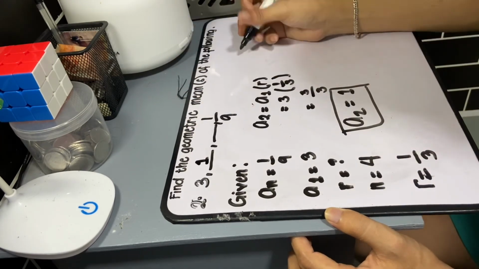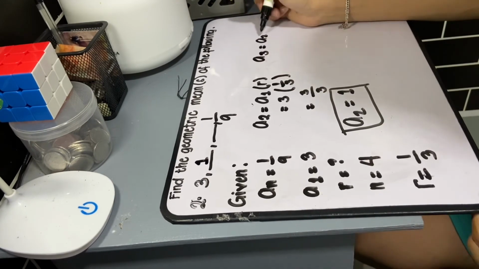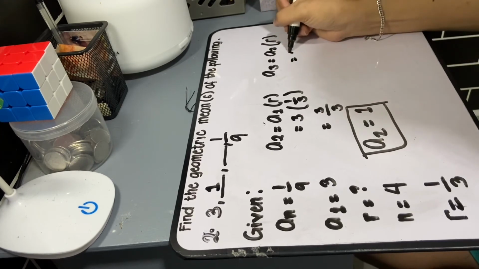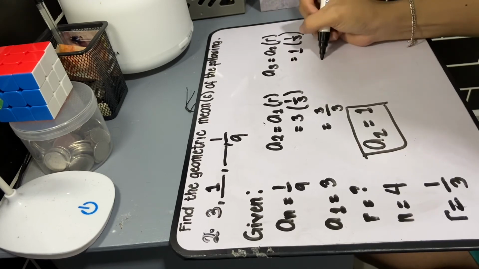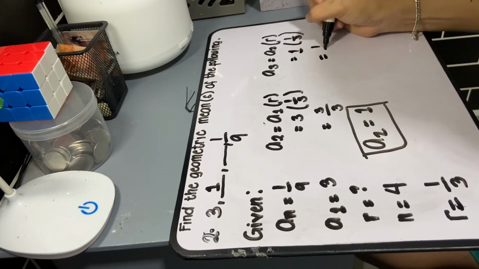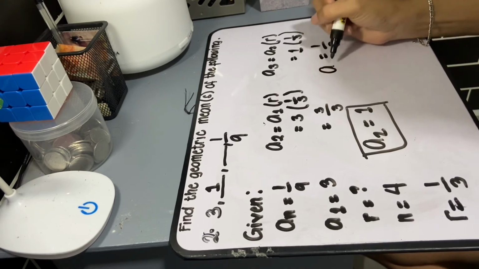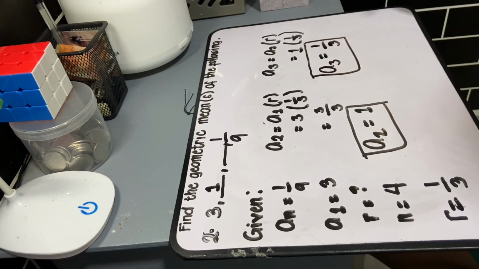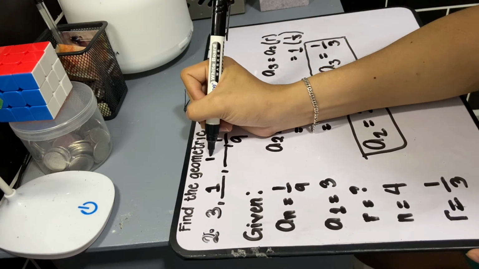Next, we're going to solve the value for a sub 3, equal to a sub 2 times r. The value of a sub 2 is 1 times 1 over 3 for the value of r. 1 times 1 over 3 is equal to 1 over 3. So the value for a sub 3 is 1 over 3. Okay, that's it.